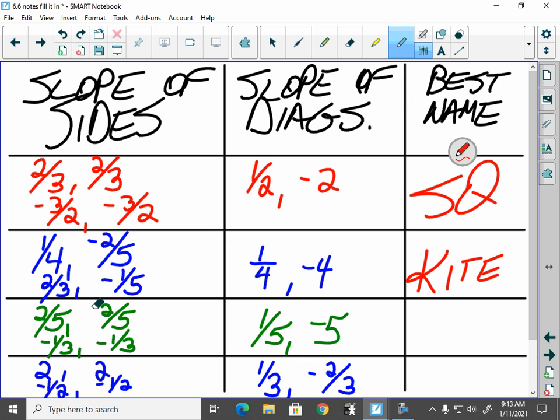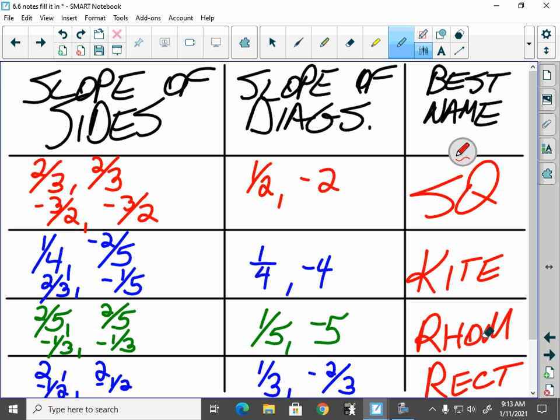Okay, these guys are parallel, but not opposite reciprocal. And these guys are definitely perpendicular because 5 and 1/5 are opposite reciprocals. That's called a rhombus. It's a rhombus. And last but not least, opposite reciprocals here, not opposite reciprocals there. That's called a rectangle.